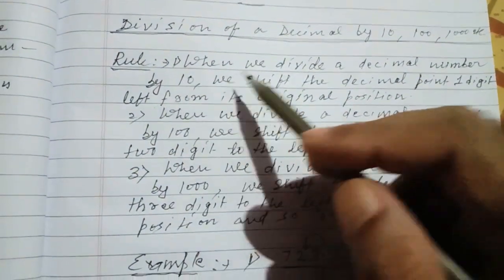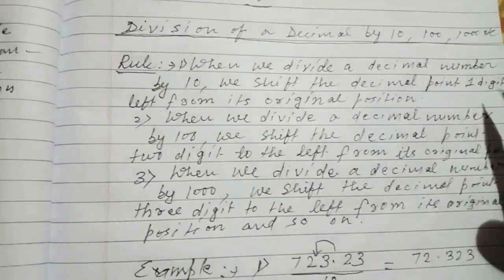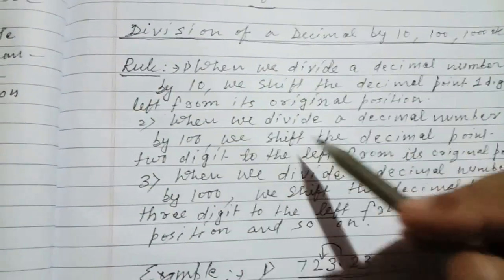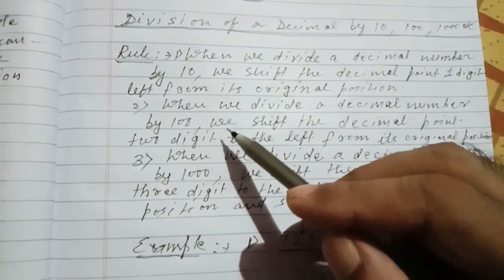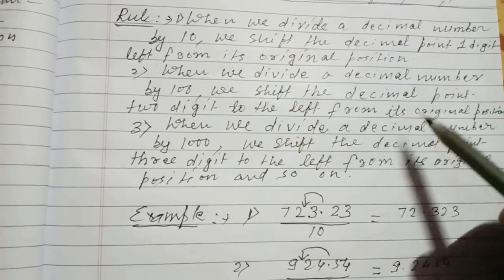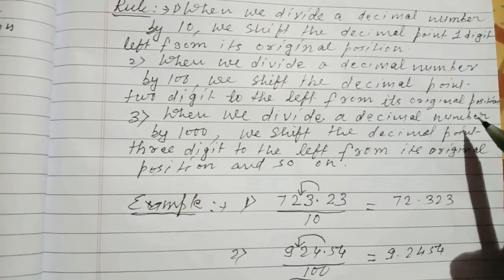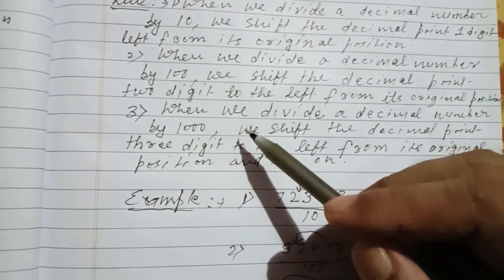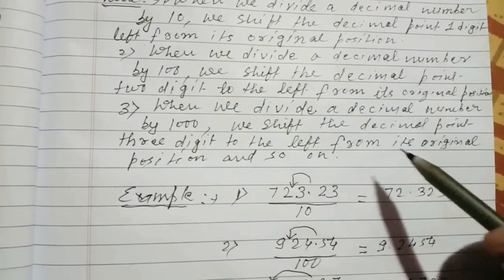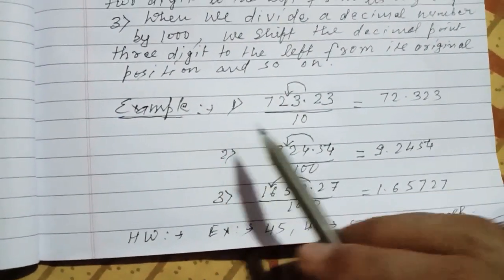Now let us discuss division of a decimal number by 10, 100 and 1000 etc. The rule is, 1. When we divide a decimal number by 10, we shift the decimal point one digit left from its original position. 2. When we divide a decimal number by 100, we shift the decimal point 2 digits to the left from its original position. Point number 3. When we divide a decimal number by 1000, we shift the decimal point 3 digits to the left from its original position, and so on. Let us take some examples.